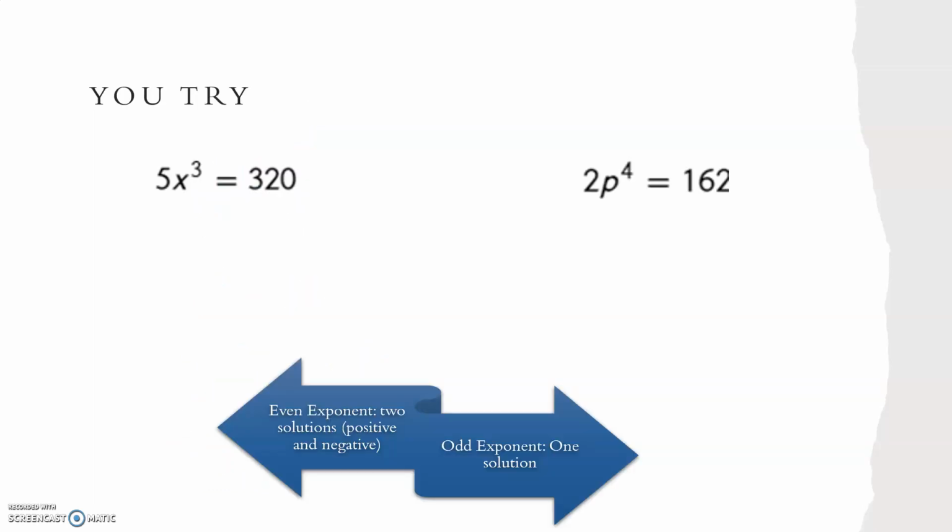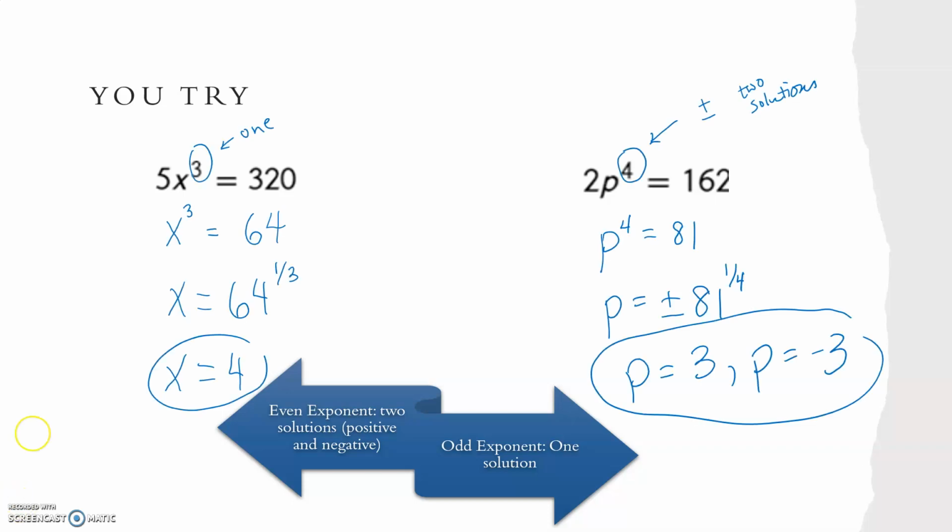Okay, I'm going to have you pause the video again and try these two problems. Make sure you're paying attention to whether you have one solution or possibly two solutions. For these problems, the first one has an odd exponent, so the only answer is 4. The second one has an even exponent, so after you divide by 2 and raise 81 to the 1/4 power, know that you will have the plus and the negative version of those solutions. So it's 3 and -3.